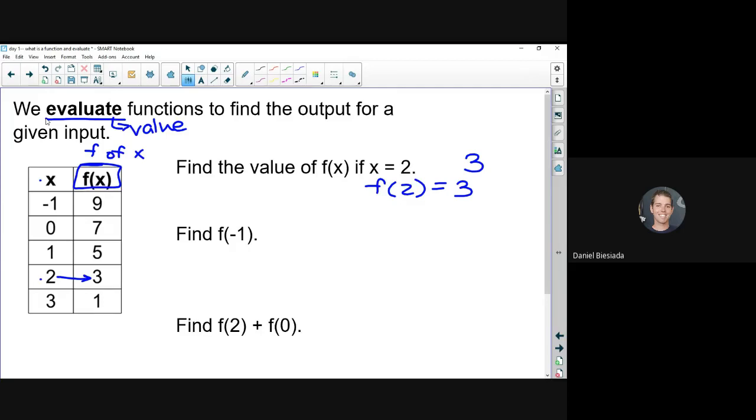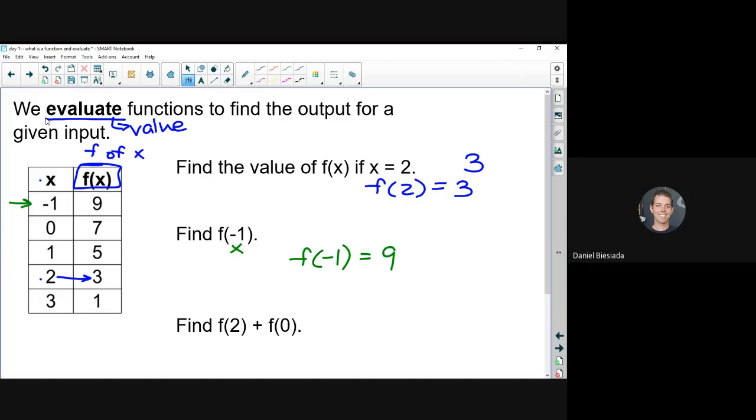Okay. Now for our second question, we're asked to find f of negative 1. Same idea here. This is just saying, what is the value of that function when the x value is negative 1? And if I look at that one, when x is negative 1, the function value is 9. So our answer would be that f of negative 1 equals 9.